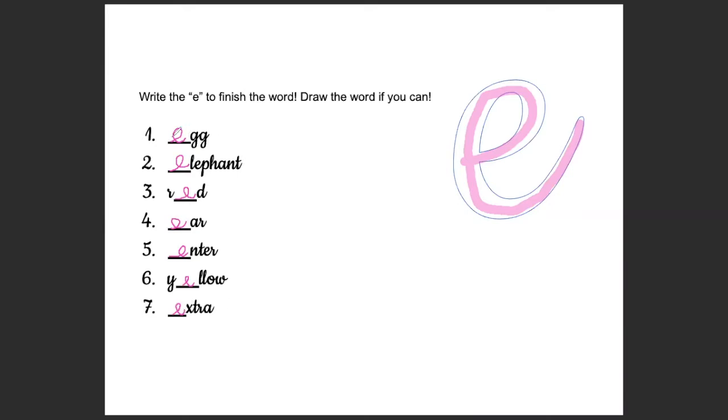All right, let's read the first one. Can you sound out the letters with me? Egg. We colored an egg on the last page, didn't we? Looks sort of like this.